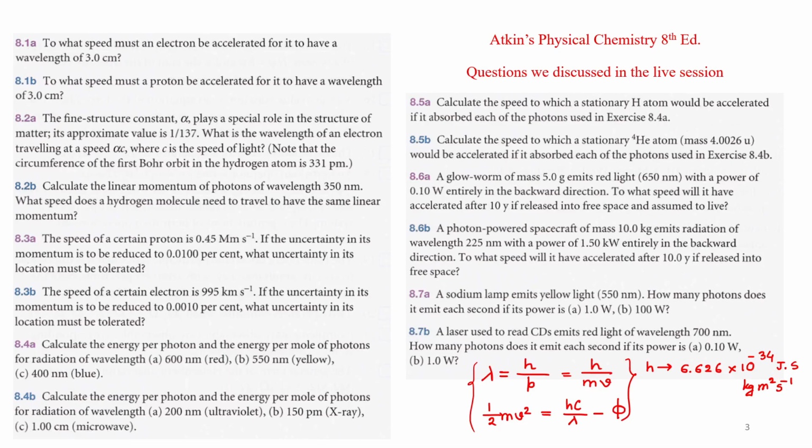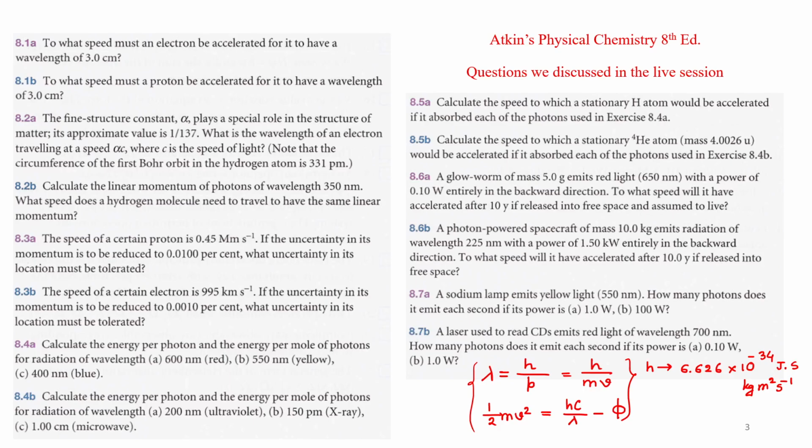Similarly, 8.7b also tells us that a laser used to read CDs emits red light. So mostly the question has many things, but you have to see what factors you have to take in. 8.7a and 7b are basically the same question. One is based on a sodium lamp and this is about a CD. You don't have to be confused. You have to just take the lambda here, nothing else. So red light of wavelength 700 nanometer, a laser can read.